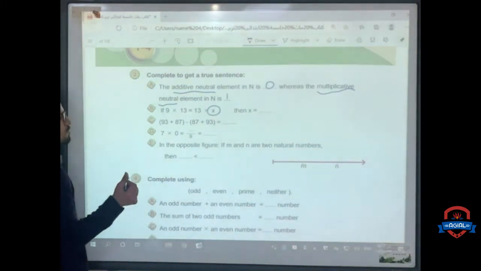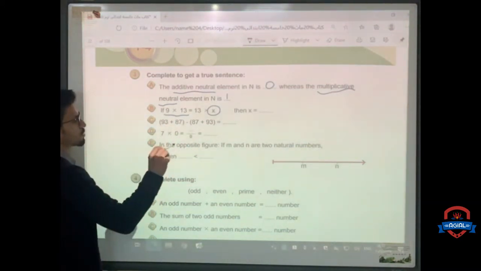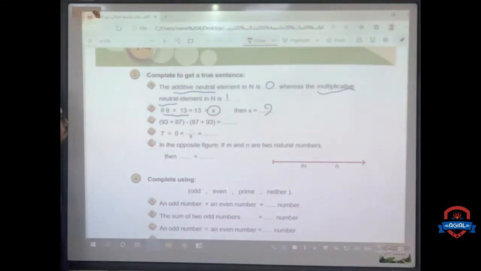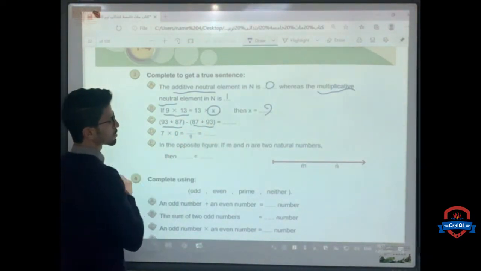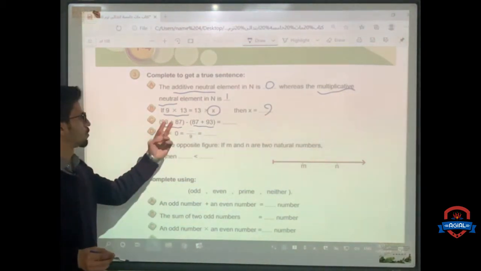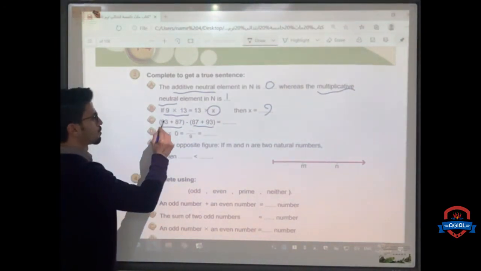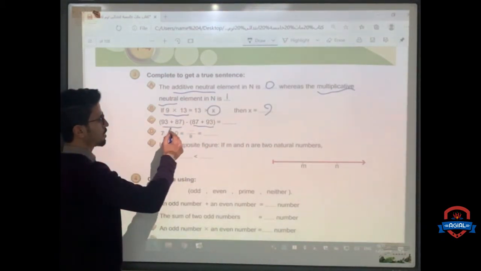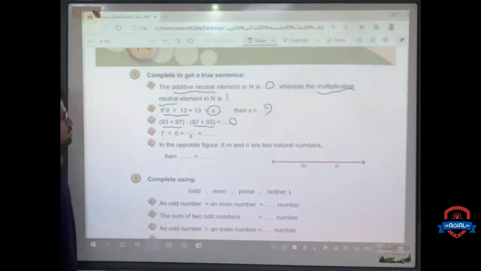And letter B, we have if 9 times 13 equals 13 times x, then x equals... Using the commutative property, we notice that 9 times 13 equals 13 times 9, so x equals 9. And in letter C, we have 93 plus 87 minus 87 plus 93, and we had studied that the addition operation is commutative in the set of natural numbers. So 93 plus 87 equals 87 plus 93, and if we subtract any number from itself, the difference will be 0.